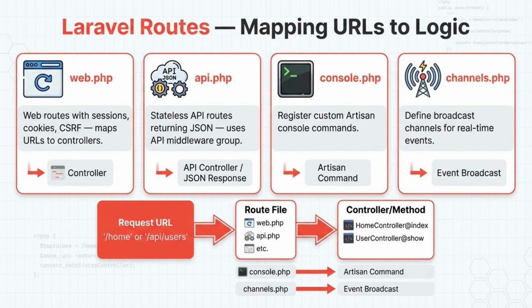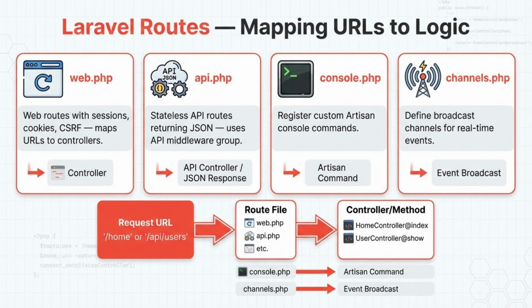In addition to web and API routes, Laravel includes console.php, which doesn't handle browser requests at all. Instead, it allows you to define custom artisan commands that can be run from the command line. When you register a command here, Laravel knows how to trigger your logic when someone types the corresponding artisan command in the terminal. The final routes file is channels.php, which is used for broadcasting real-time events.